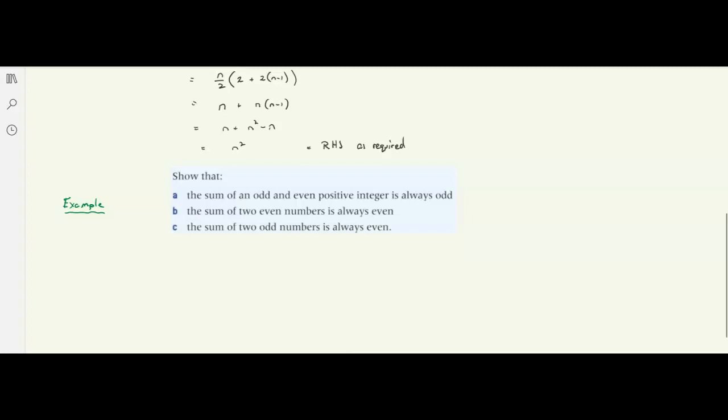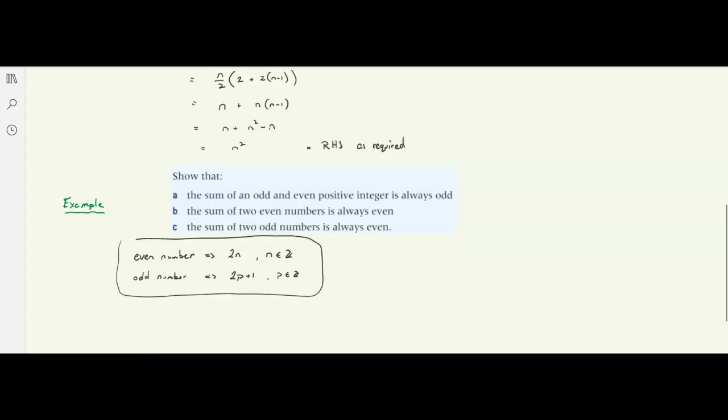So what we should outline here is that an even number can be represented as 2n, where n is an integer, and an odd number we can represent as 2p plus or minus 1. It doesn't really matter. p is an integer. So that's how we're going to get around these types of questions, by representing even and odd numbers in this way. So, with that in mind, let's do some proofs.